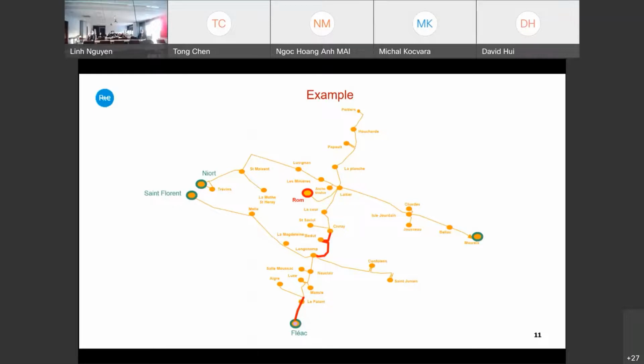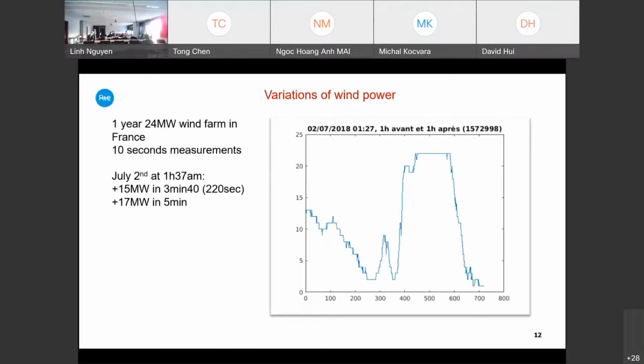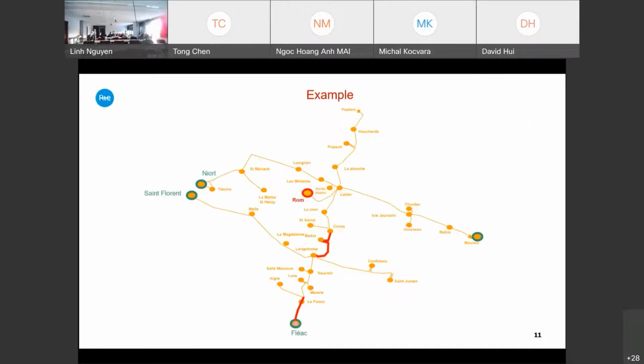So this is an example of an area. You see some cities: Poitiers, Niort. Limoges is right here. And we have overloads here. I mean, in this area already, there are many more overloads than on this graph if everything is at 100%. So here is the variation of a wind farm, which is roughly here.